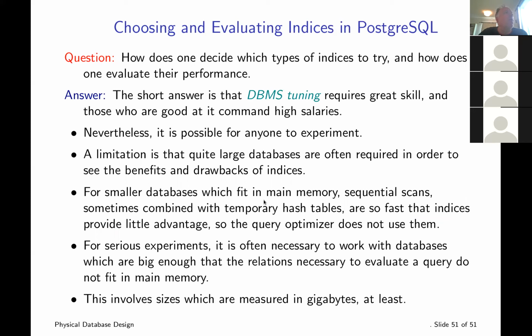So how do you decide which types of indices to try, and how does it evaluate performance? This is like database tuning, and this is what recitation 2 is all about. I'm going to try to have you guys play around with creating indexes over this Galaxy schema to try to get better performance, and to get it to judge whether or not it's improving things.